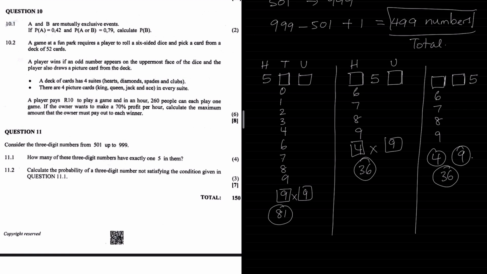So how many numbers in total will have exactly one 5 in them? It's going to be 81 plus 36 plus 36, which is equal to 153.